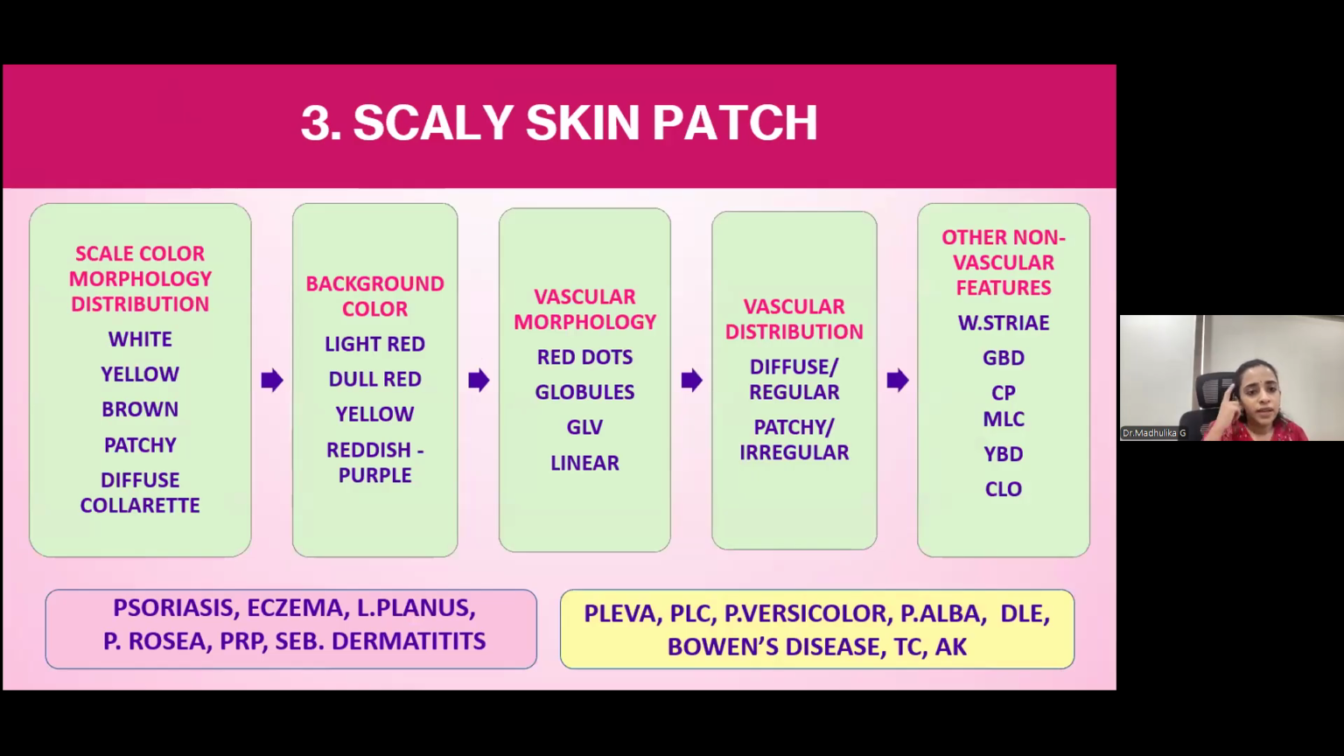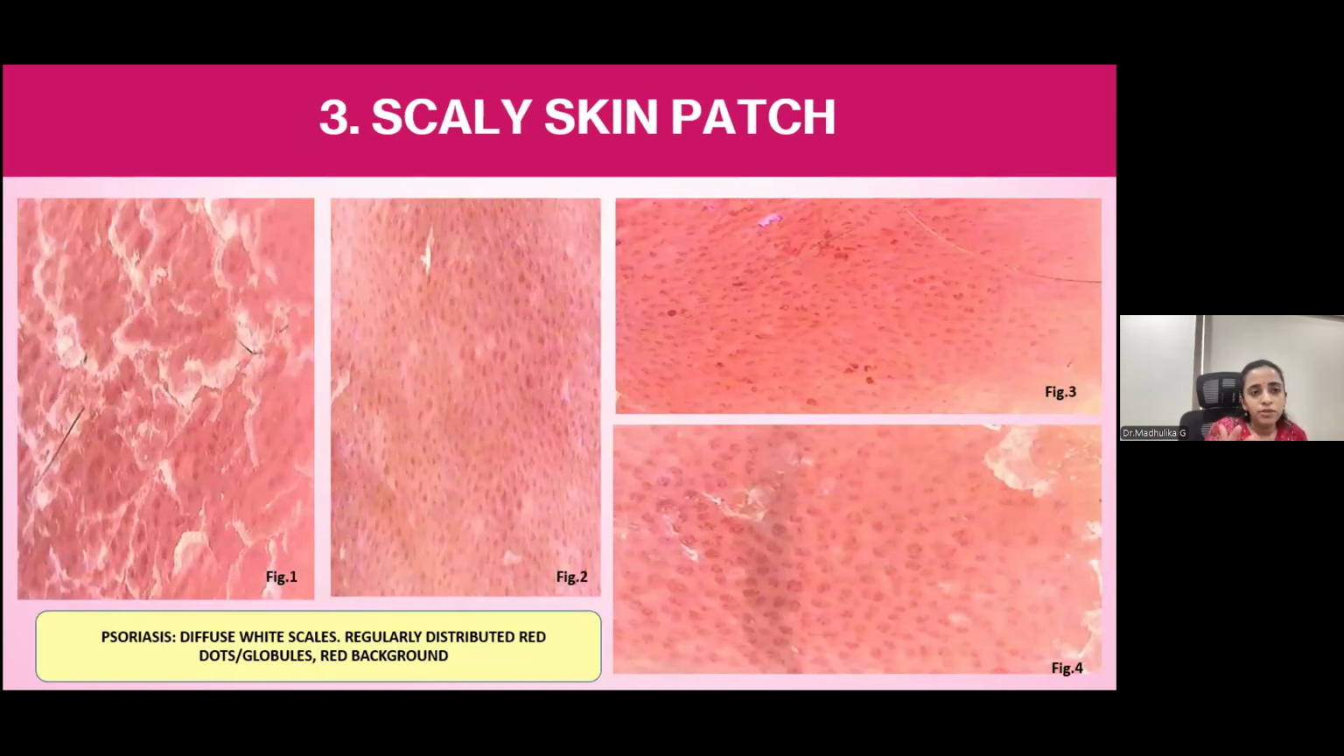So again, the same thing as you wanted to do in this scaly scalp patch, right? You look at the scale color, morphology, distribution, and then you look at the background color, you look at the vascular morphology and the distribution of these vessels in the lesion, and if any non-vascular features like you do with lichen planus. Next slide. So most of the papulosquamous skin disorders are what present as scaly skin patches, right?